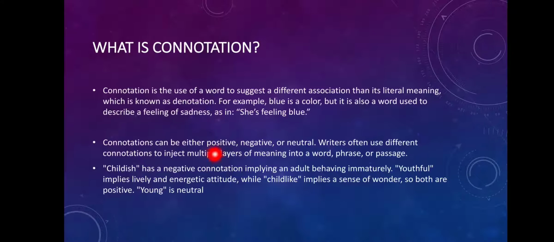Connotations can be either positive, negative, or neutral. Writers often use different connotations to inject multiple layers of meaning into a word, phrase, or passage. So, in a literature text, you will possibly encounter so many connotations. Sometimes a word can hold so many meanings, and that's the beauty of the English language, that it is so flexible.